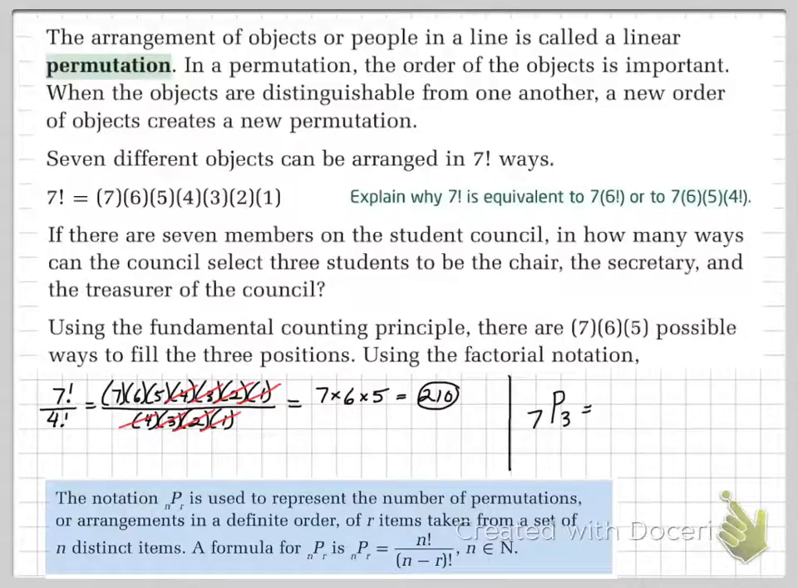So here we go. If we did 7P3, it's 7 factorial over 7 minus 3 factorial, which is 7 factorial divided by 4 factorial, and that's going to give us the same answer, 210.